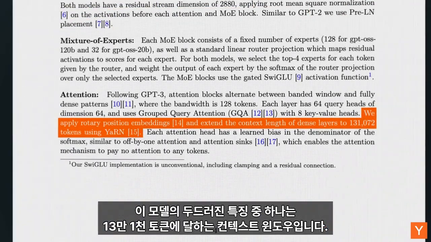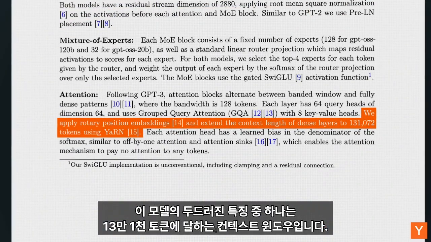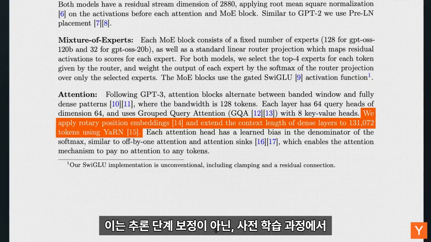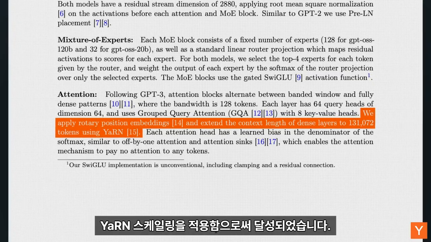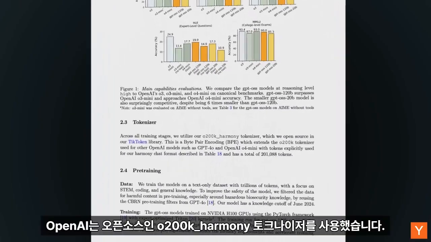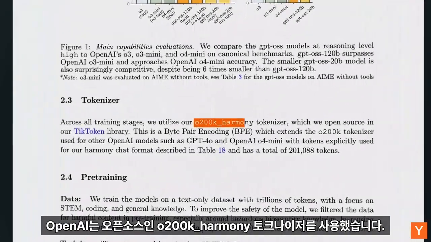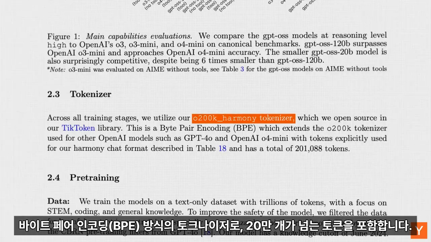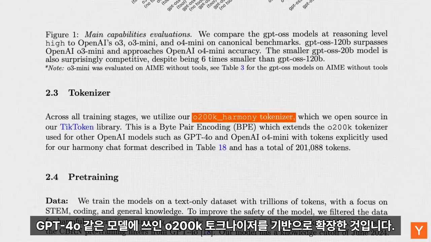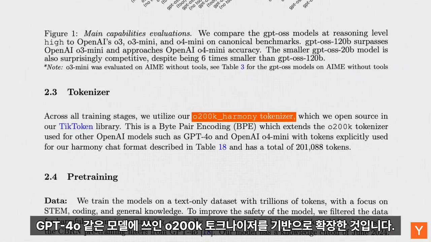One standout capability of the model is its 131,000 token context window, which it achieves by applying YaRN scaling during pre-training rather than as an inference time adjustment. We'll touch on what this means a little bit later in the video. For GPT-OSS, OpenAI makes use of their open source o200k Harmony tokenizer. This byte pair encoding tokenizer has over 200,000 tokens and builds on the o200k tokenizer used in models like GPT-4o.